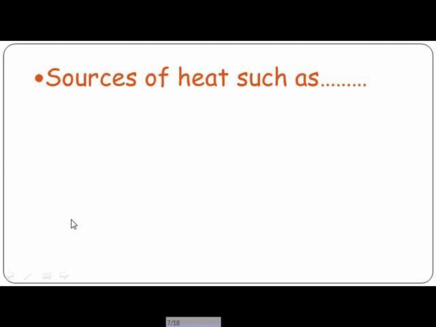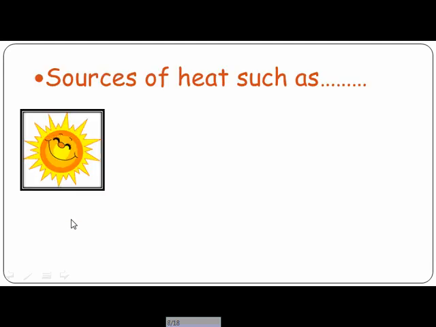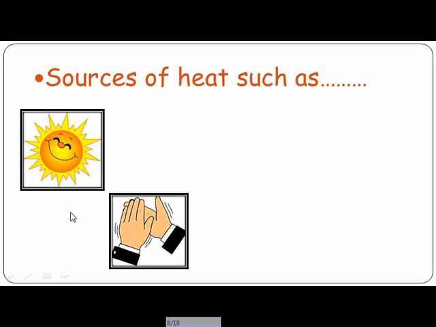Super, as you said, the sun. The sun is the main source of heat on Earth. It gives us heat every day, and light, of course. Number 2, rubbing hands, or friction. Try to rub your hands. Can you feel the heat energy? So friction is one of the sources of heat.